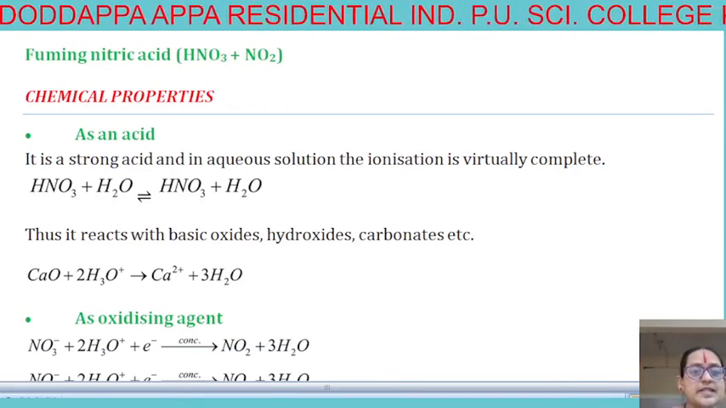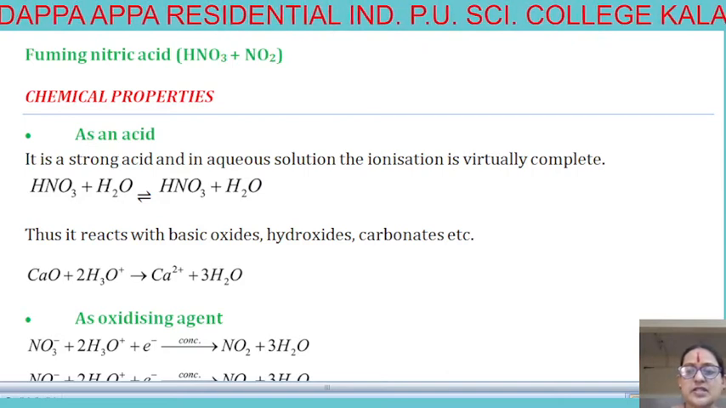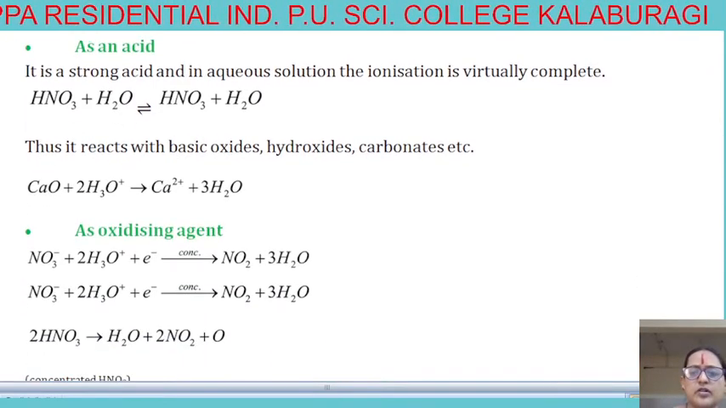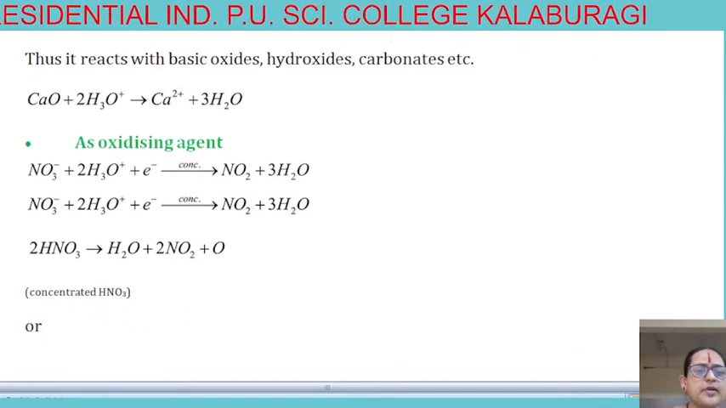Chemical properties: it is an acid. It is an oxidizing agent. How it reacts with water, how it reacts with hydronium ion.